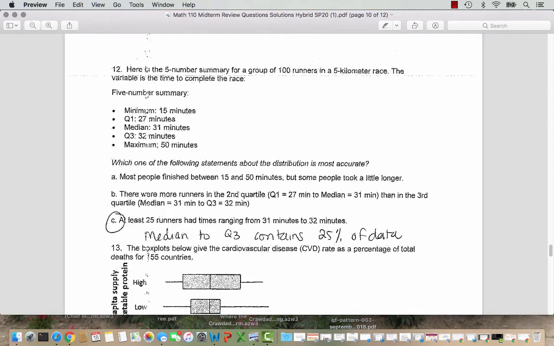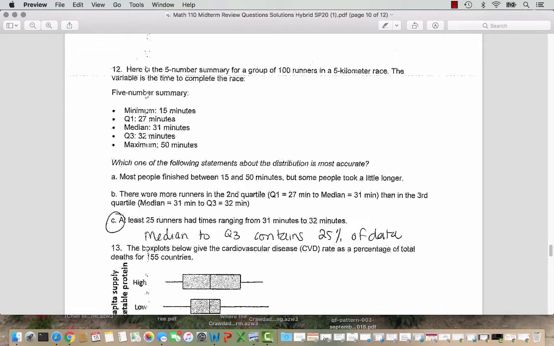Question 12 gives us the 5-number summary for a group of 100 runners in a 5-kilometer race. So the variable we're measuring here is the amount of time in minutes it took someone to complete the race. So here's our 5-number summary. It goes from 15 to 50 minutes. And then we want to decide what is the most accurate statement here.